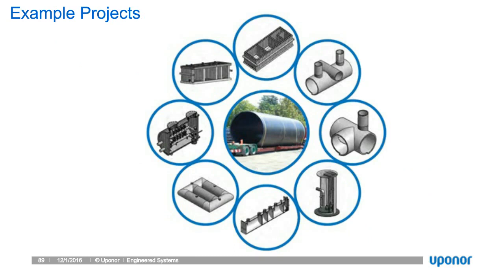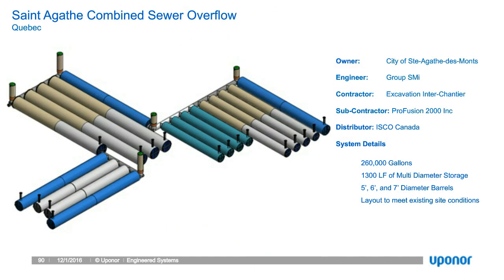We'll cover some project profiles. This is the more interesting part of this presentation. The first project I'd like to talk about, we're very excited about, we just closed this one out, is the Sanagas Combined Sewer Overflow Project. This project utilized multiple diameters to achieve 260,000 gallons of storage in a manifold type configuration.